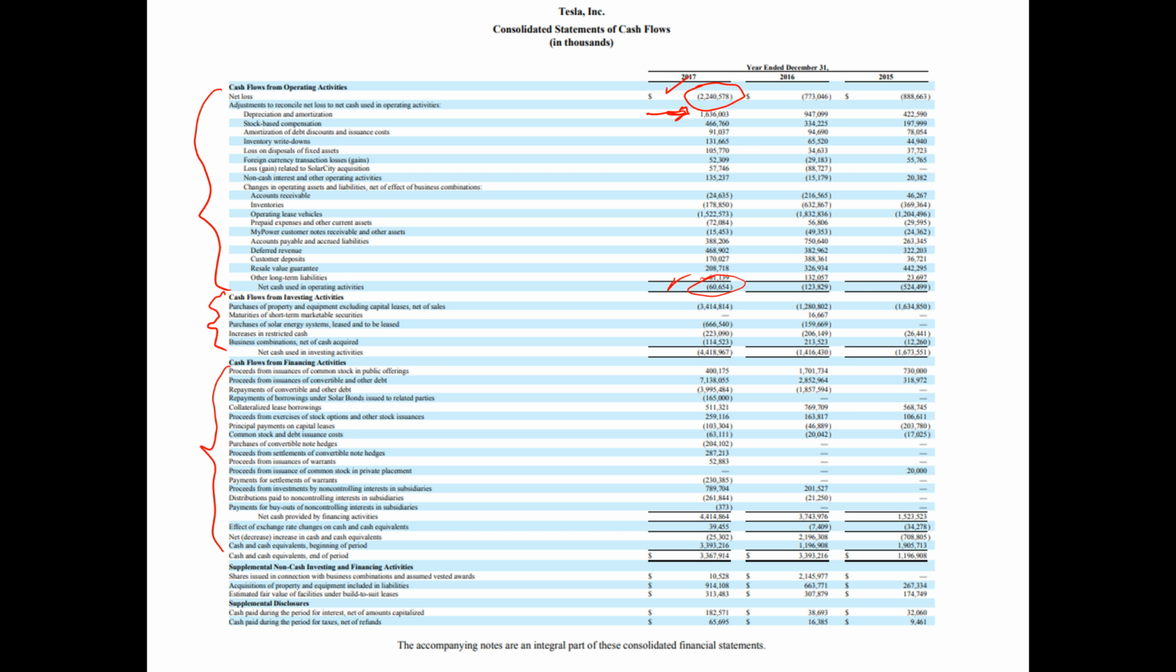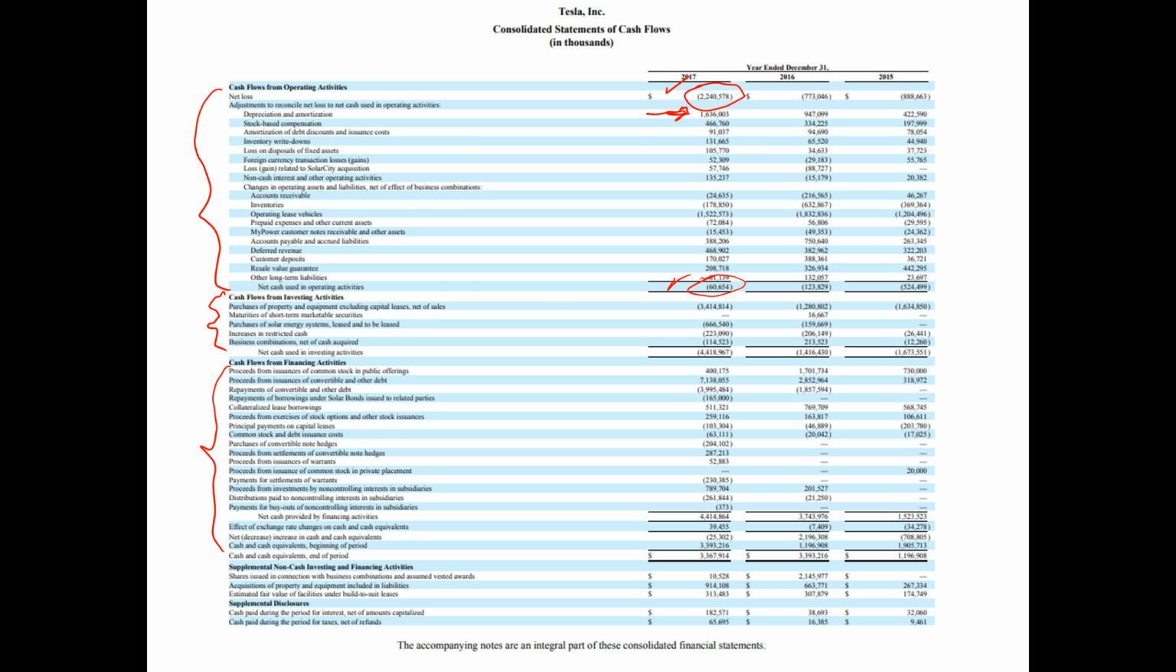But it's not cash that went out the door. The cash went out the door when you bought the building several years ago. And so it's a non-cash expense, so it gets added back. It came out of our income statement, but it didn't affect cash, so we have to put it back in this statement. More on that later.